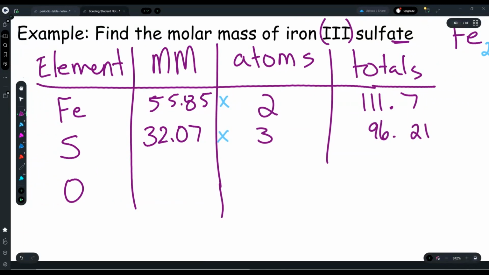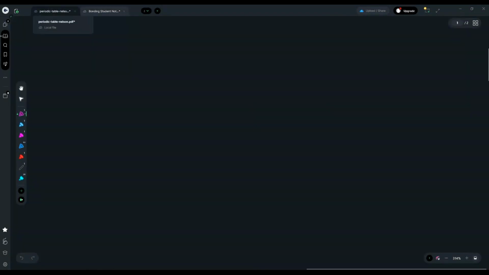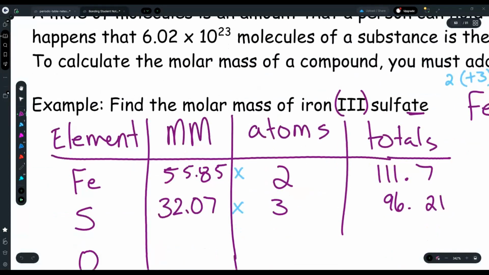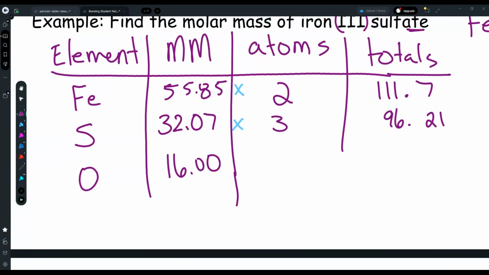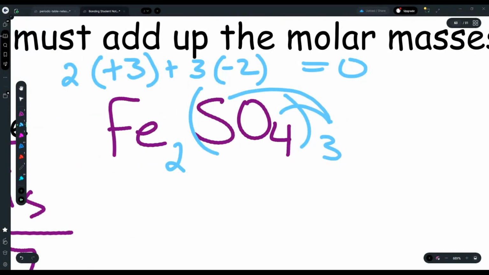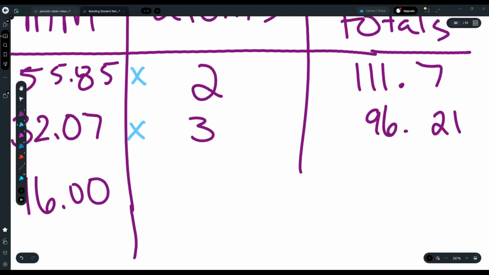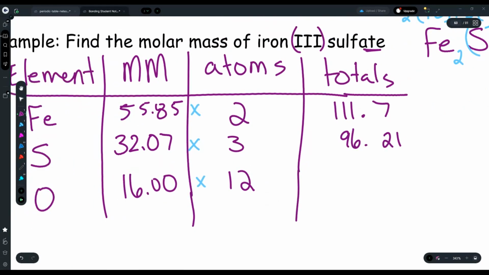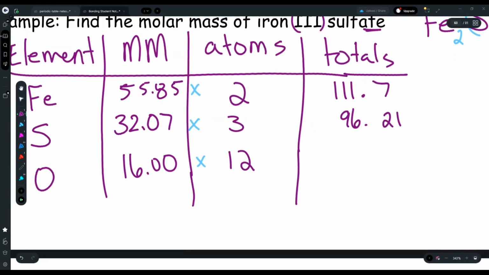96.21. With oxygen, the molar mass for that is going to be 16. And as I said, it's going to be 12 atoms of oxygen because we're doing 4 times 3. So 16 times 12 is going to give us 192.0.